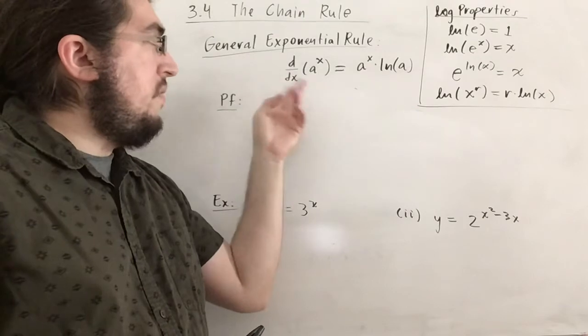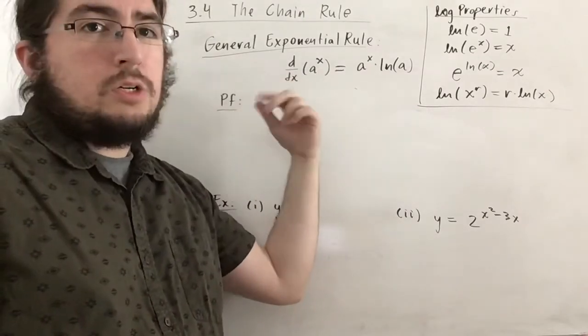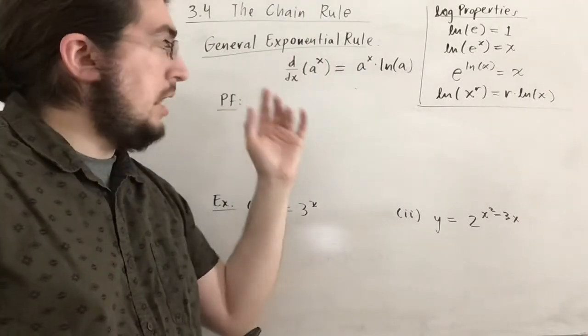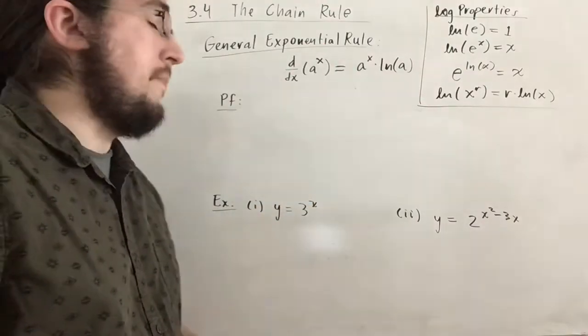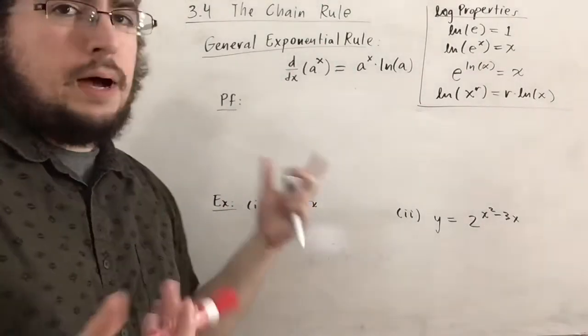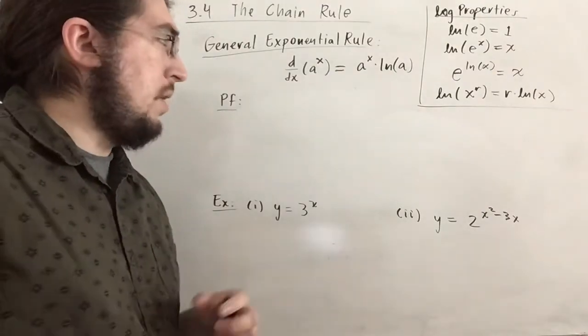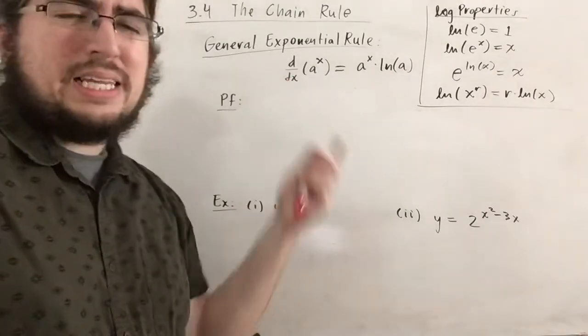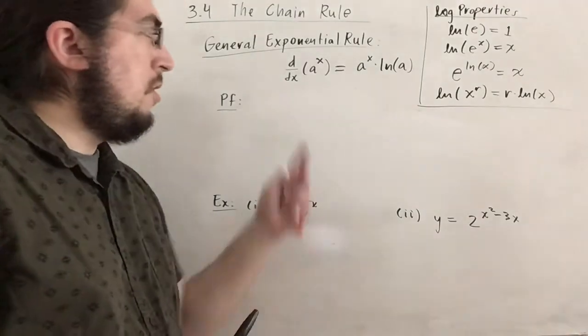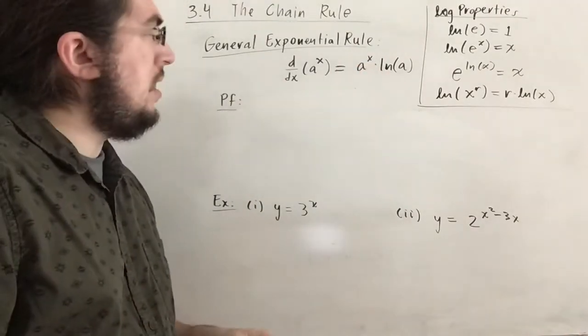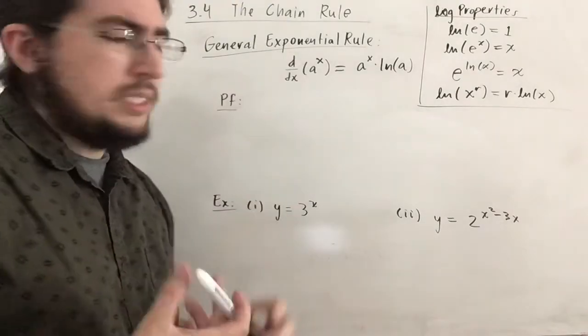It says the derivative of some number to the power x, where a is just a constant, is itself, a to the x, but times ln of the base a. Here a is a positive number, not equal to 1, because of course 1 to the x is just 1, and the derivative of 1 is, well, 0. Which, by the way, also kind of works, but we're just assuming a is a positive constant.